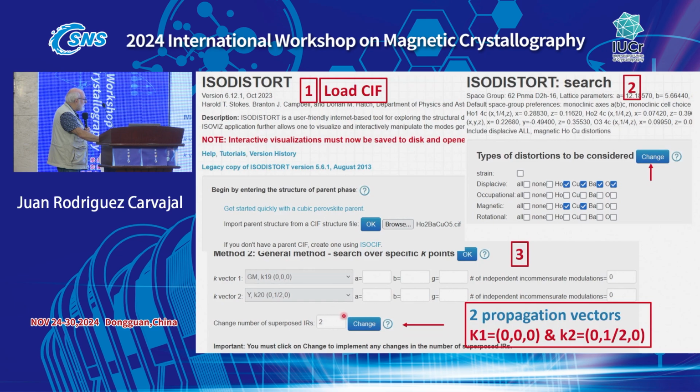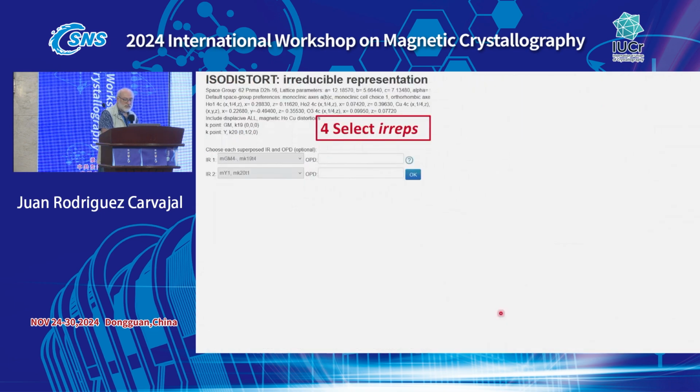And you have to click in change before continuing. Once you have done that, you enter in another dialog, which is select IREPs. You arrive to something like that. Space group, but you have all this information repeated each time in the heading of the dialogues. You see the K point is GM, K.